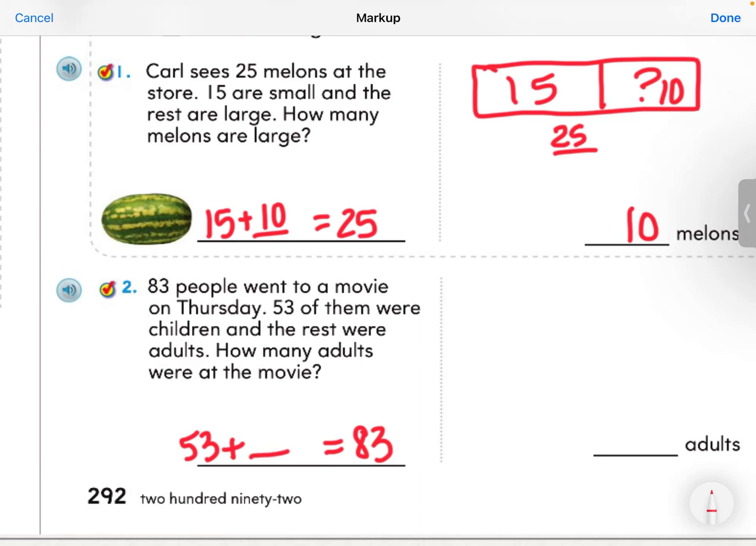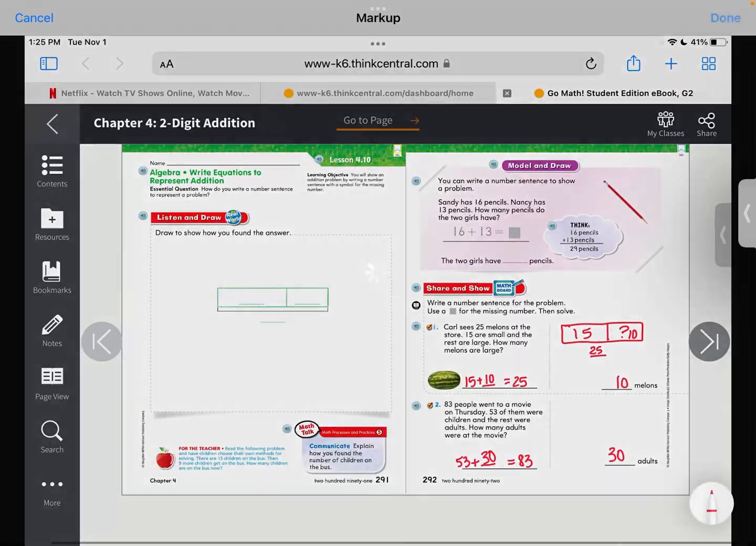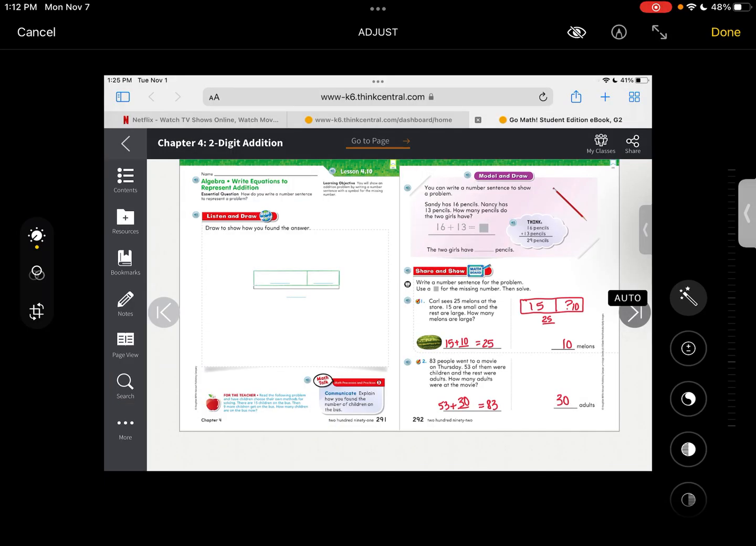I noticed that my ones are the same. I'm wondering if I could count by tens to solve. 53 to 63, 1 ten, 63 to 73, 2 tens, 73 to 83 is 3 tens, and I know that 3 tens is the number 30. So there were 30 adults at the movies.